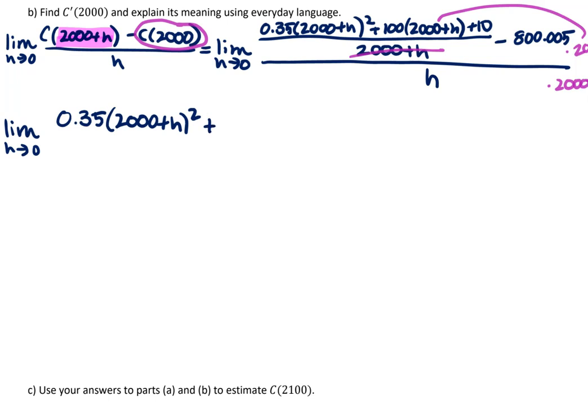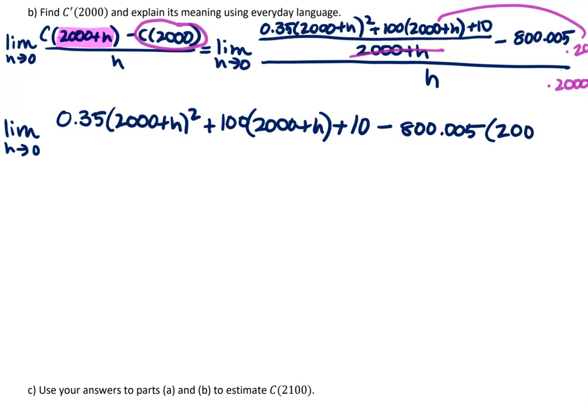I was going to start doing a little simplifying, but one write-out might be good for us so we don't lose track of anything. Plus 10 minus 800.005. This one, when we multiply by 2000 plus h, nothing cancels, so we'll actually have to do that multiplication.